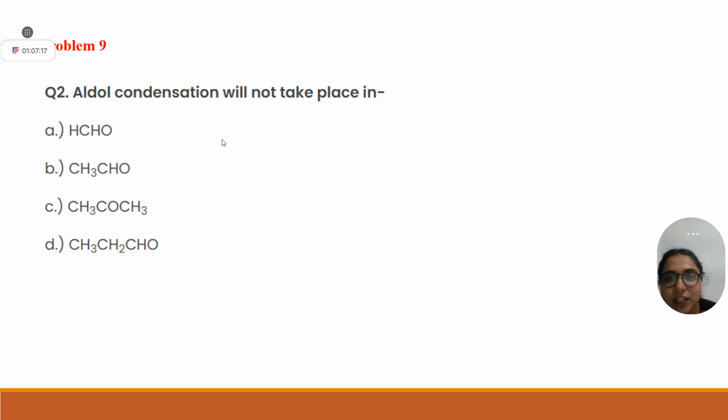Aldol condensation will not take place in, obviously, formaldehyde, an aldehyde which lacks alpha hydrogen. An aldehyde or ketone which lacks alpha hydrogen doesn't undergo aldol condensation. They undergo which named reaction? Cannizzaro. Very good. Aldehydes and ketones lacking alpha hydrogen undergo the Cannizzaro reaction in the presence of concentrated NaOH.